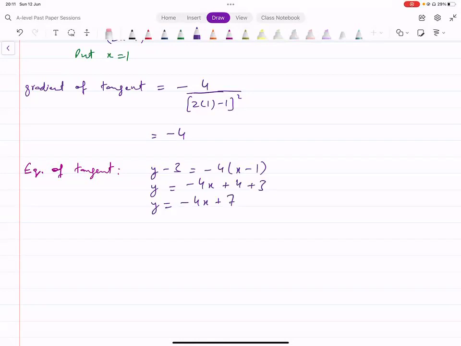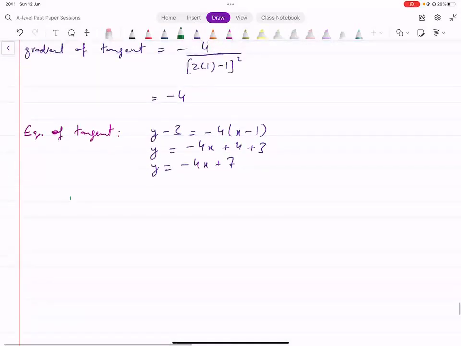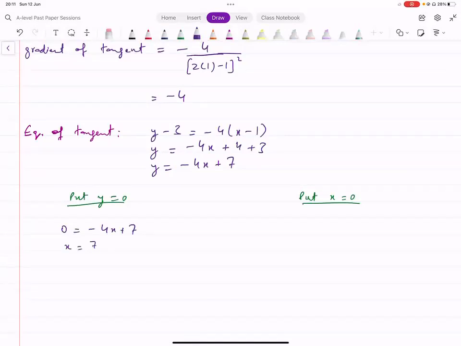Now we want the x-intercept and the y-intercept. How do you find the x-intercept? You can put y equal to 0 for that. And for the y-intercept, you put x equals 0. Let's do these two things and see what we get. So when you put y equals 0, we get minus 4x plus 7, and x equals 7 over 4 from this. And when we put x equals 0, we get y equals minus 4 into 0 plus 7, and y equals 7. Okay, so we've got the x-intercept of that tangent and the y-intercept.